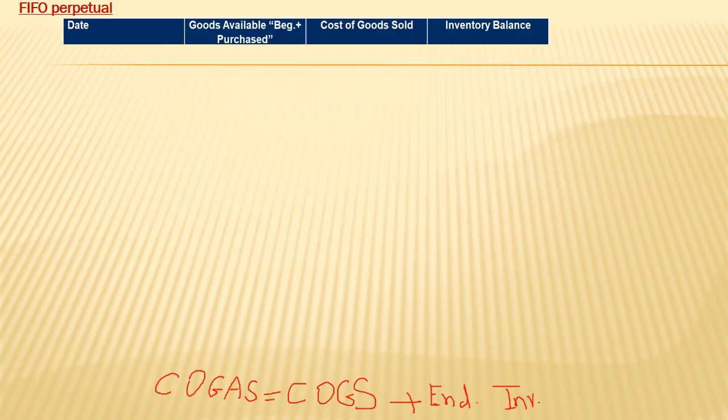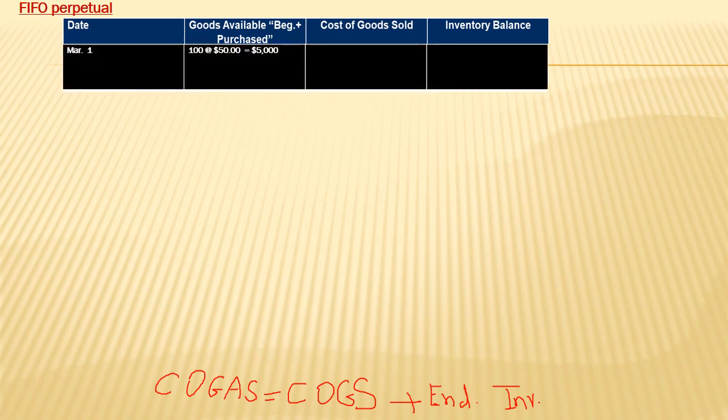Let's start with FIFO, first in, first out. If I want to calculate cost of goods sold and cost of ending inventory using FIFO under the perpetual system, remember that in the problem it stated that the company is under the perpetual system. First of all, I need to make a table consisting of these 4 columns: column date, column goods available for sale, which consists of the beginning inventory along with the purchases, cost of goods sold, and ending inventory.